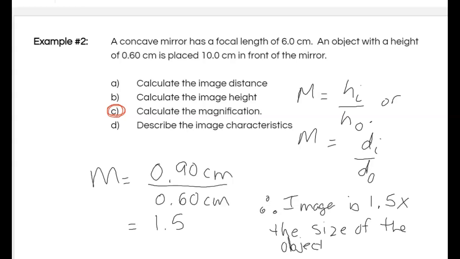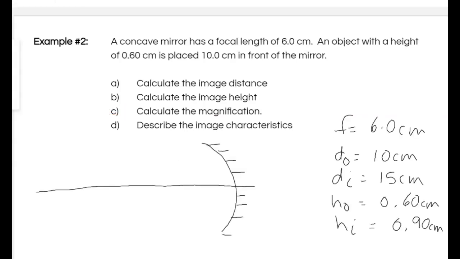And that's it. So that's it for magnification, right? So really it's just the ratio of the image compared to the object in terms of height or in terms of distance. So now I want to talk about this last little bit, which is describing the image characteristics. And that's actually going to ask the most out of us in terms of our thinking about putting these pieces together and making connections to some of our previously learned knowledge. So let's take a look at that.